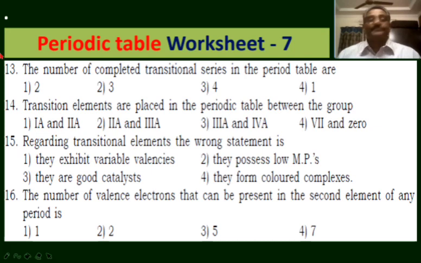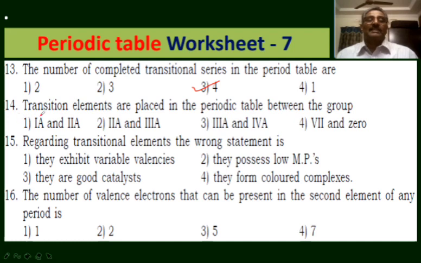Next, 13th question. The number of completed transition series in the periodic table is 4. Earlier there were 3 only, but recently all the elements in the 7th period were also discovered. That is, the element with atomic number 118 is also discovered. So it is also completed. With the element 112, the transition series is completed. So there are 4 transition series which are completed in the periodic table. The third option is the right option.